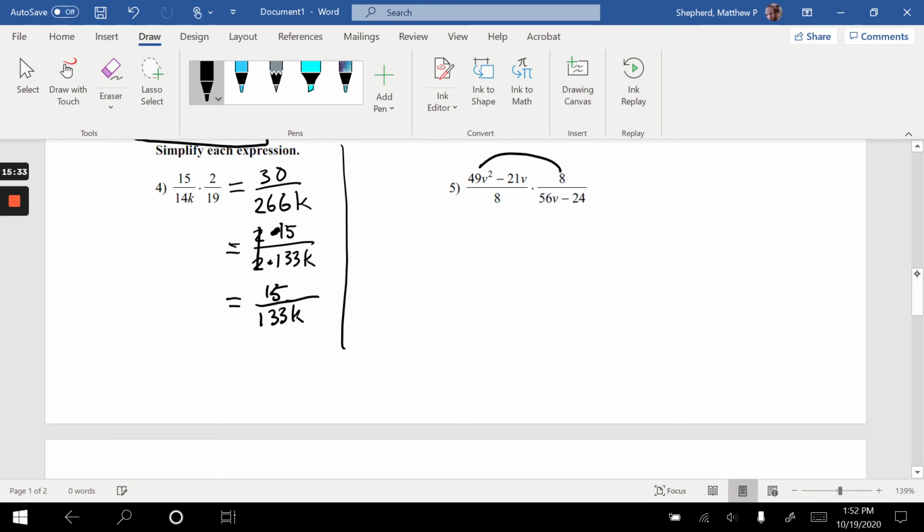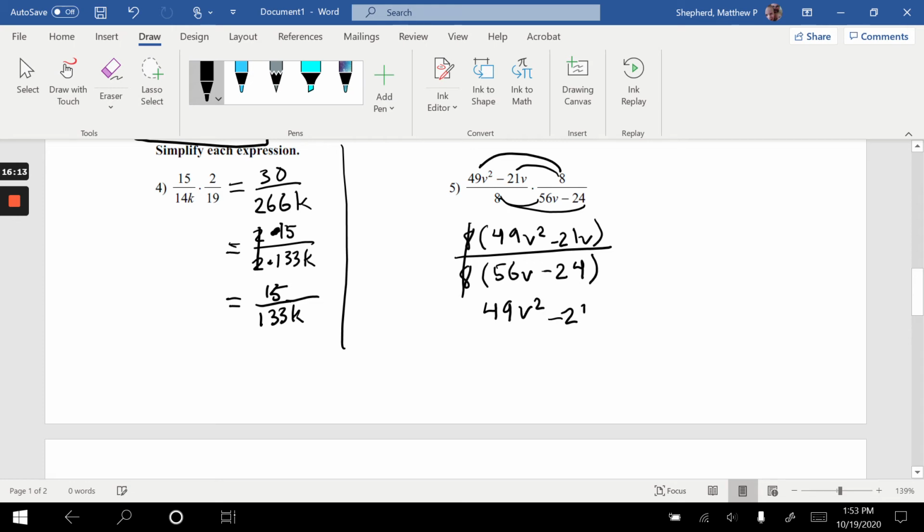Next, over on this side. Now, this would normally be distributive property, and in fact, I'm going to write it with its parentheses first, and you'll see why I do that. It'll become obvious as I write it. So we're going to write this 8 times 49v squared minus 21v. That would be all over this 8 times 56v minus 24. Well, we've got 8 over 8, which will leave us with 49v squared minus 21v all over 56v minus 24.